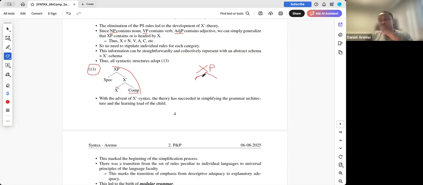Even though there are general principles in all languages, there are different parameters, which you can just call differences between languages. English would use this kind of setting, where English is head first. So you would have spec, the head, and then the comp. But there are languages that have it the other way around, where you would have this be the X-bar, and then this would be the spec.